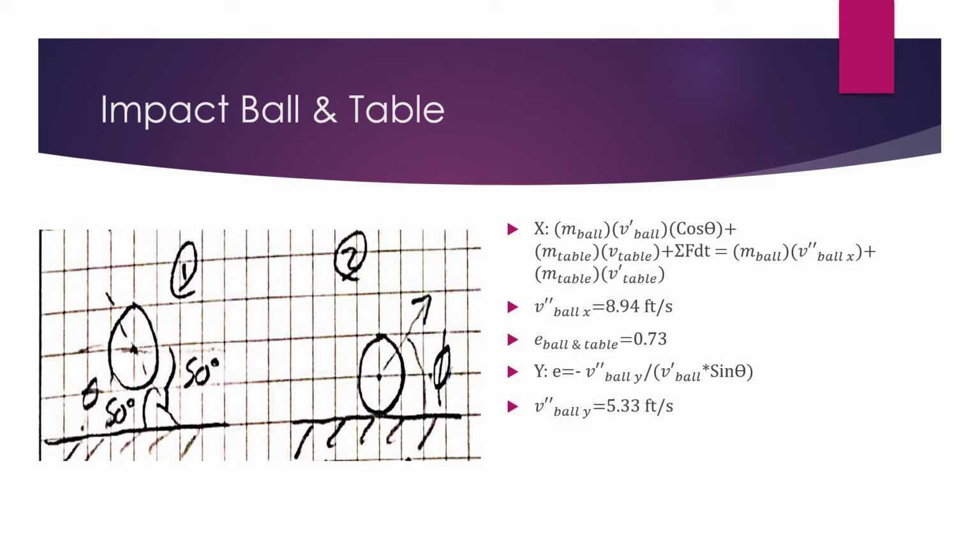There is normal force acting on the table supporting it from the ground. So I used the coefficient of restitution equation to relate the velocity of the ball in the Y direction after impact to the velocity of the ball in the Y direction before impact, and I was able to find that the velocity of the ball in the Y direction after impact was 5.33 feet per second.